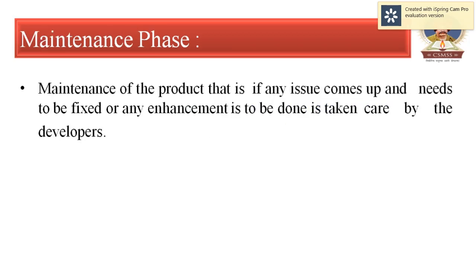Now last one is the maintenance phase. Maintenance phase means the maintenance of the product, that is, if any issue comes up and needs to be fixed, or any enhancement is to be done, it is taken care of by the developer. Maintenance is the last phase, and we can say it is the costlier phase of software development. Means once the development is complete or the product is deployed, the maintenance phase starts working. Or if any issue comes up after deploying the software, then that issue is forwarded to the developer.